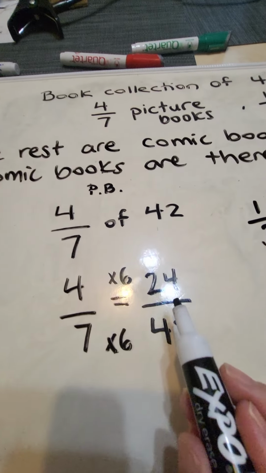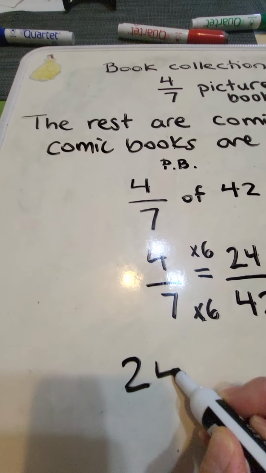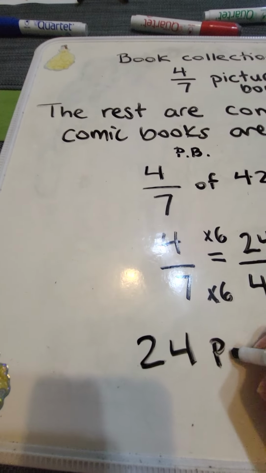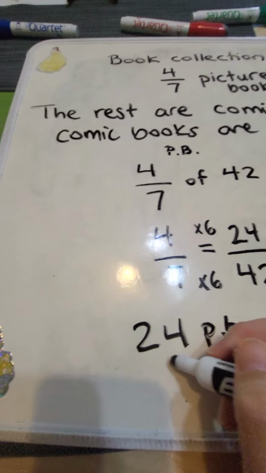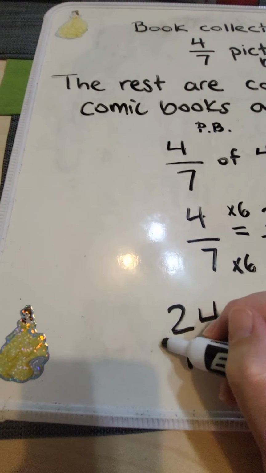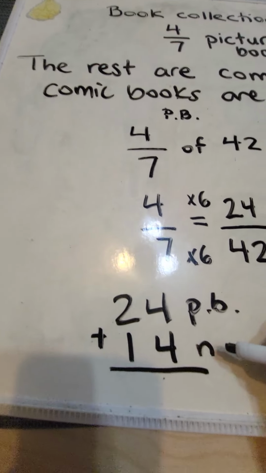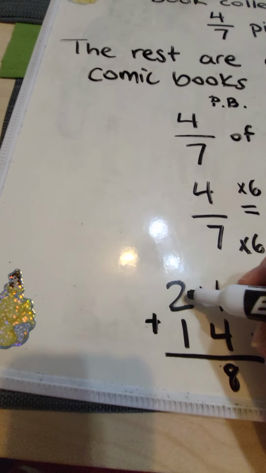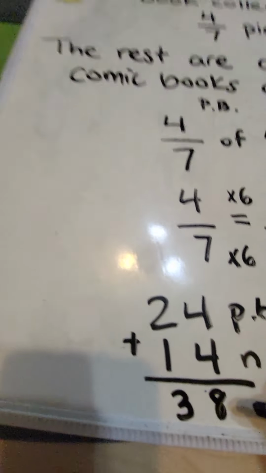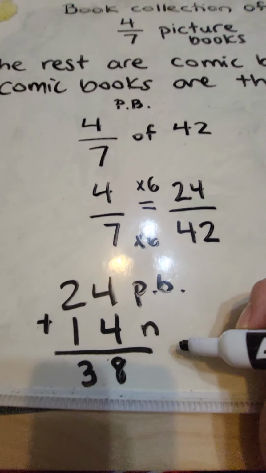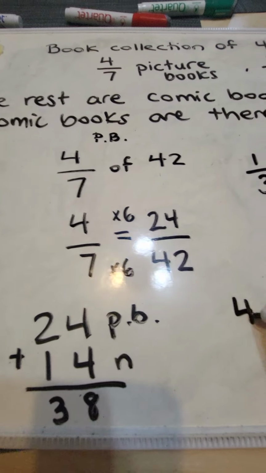Okay, so I had 24 picture books, labels, 14 novels. Let's add that together. I'm going to get squish. 4 plus 4 is 8, and then 2 and 1 is 3. Okay, so far there are 38 books accounted for, and you know in the collection there's 42.